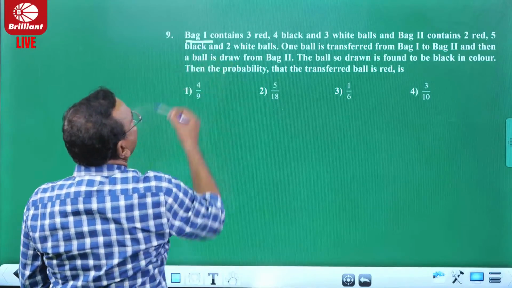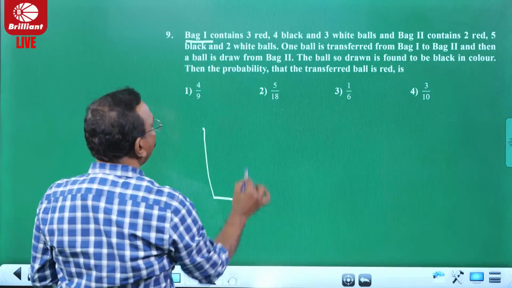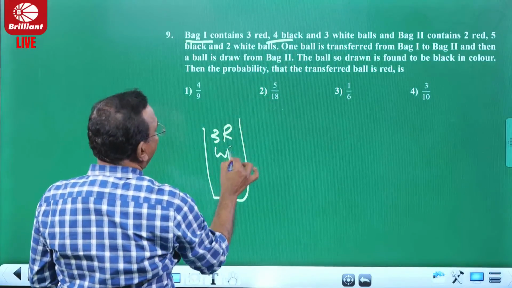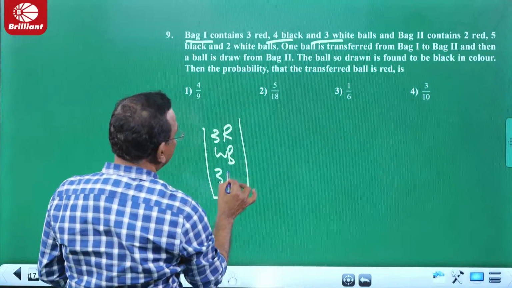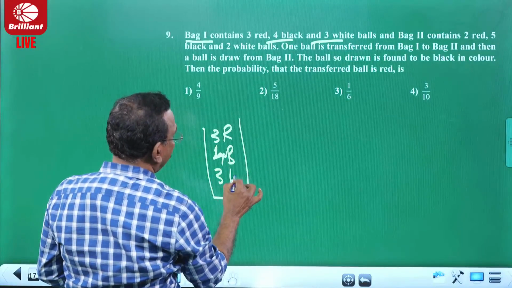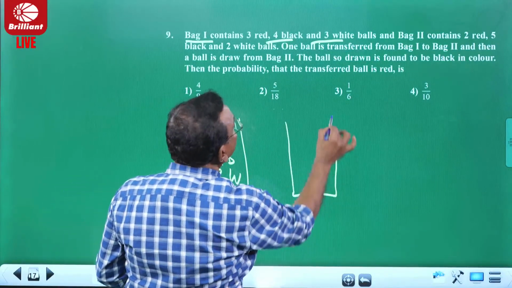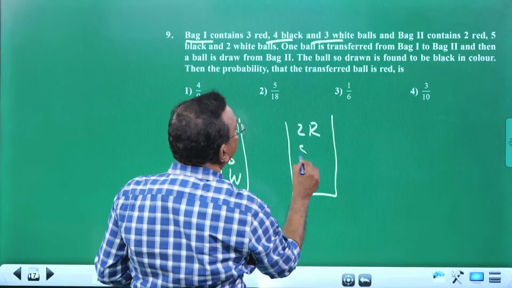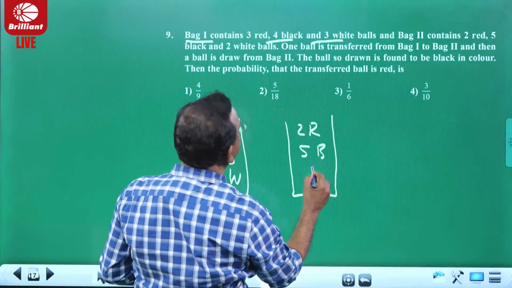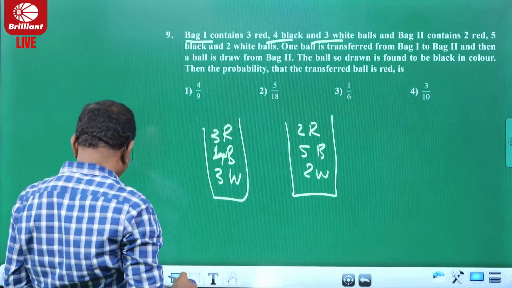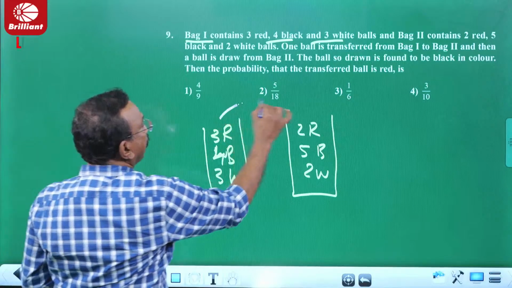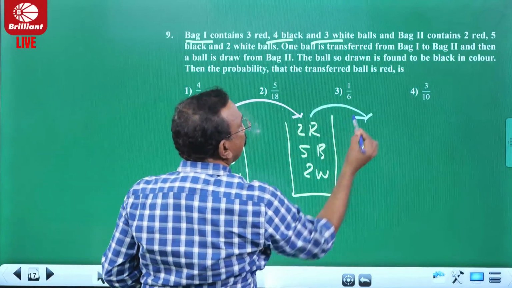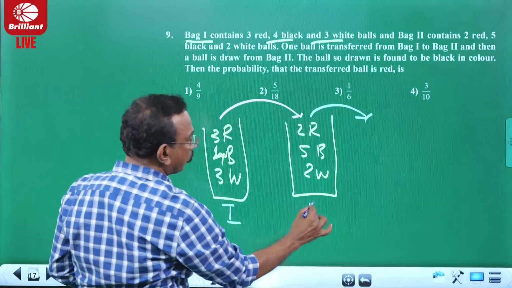A bag 1 contains 3 red balls, 4 black balls and 3 white balls. And another box, the second box, contains 2 red, 5 black balls and 2 white balls. So here one ball is transferred from here and another ball is taken from this. This is the question. So this is first and that should be second.